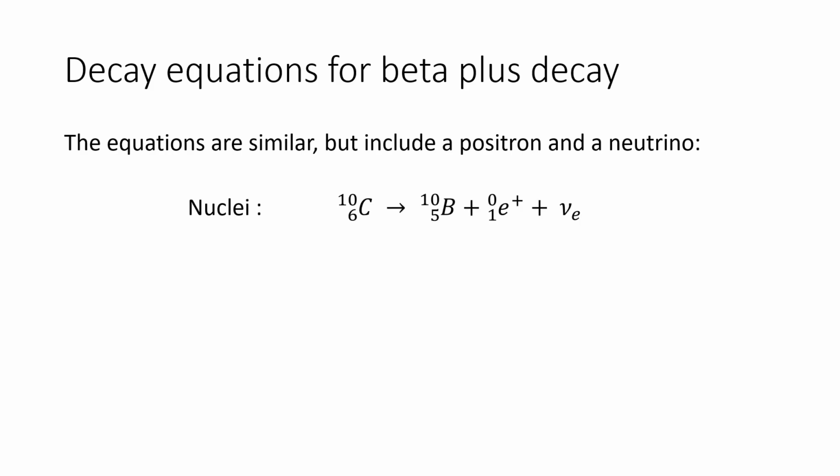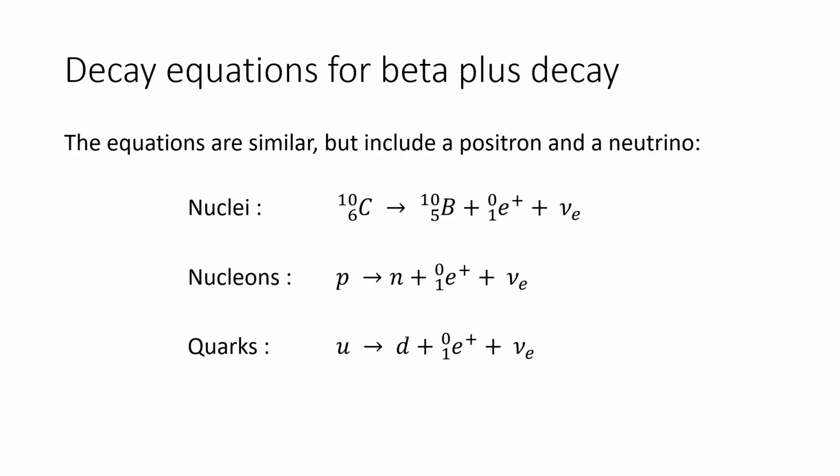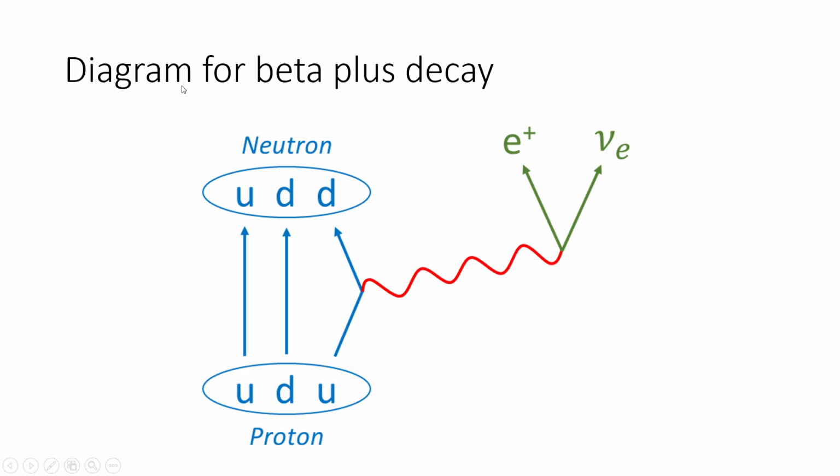So if you look at this equation here, you've got 6 is equal to 5 plus 1. The positron is emitted, together with a normal neutrino. So here, if you have too many protons, the proton becomes a neutron, a positron, and a neutrino. At the quark level, the up quark becomes a down quark, and the positron and a normal neutrino. So this will be the diagram for the beta plus decay. The up quark becomes a down quark, also emitting a positron and a neutrino.